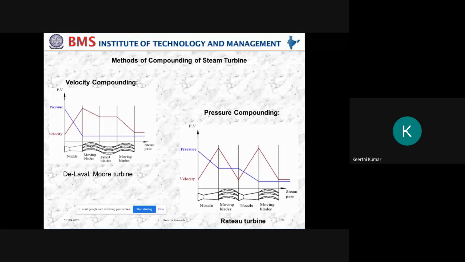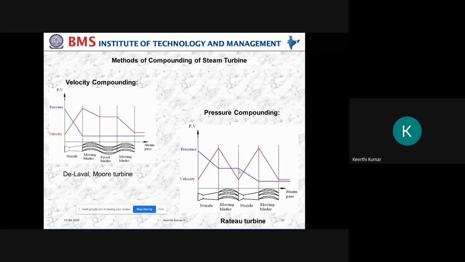In the moving blade, what is happening? You check out in the moving blade, in this region, what is happening? The velocity is reducing, pressure is constant. Here also, in the moving blade, pressure is constant, velocity is reduced. Correct? Then again, the steam will enter the nozzle. What is the function of the nozzle? The function of the nozzle is to increase the velocity. See, now the velocity is reduced, again it is increased, and the pressure is reduced. Again, in the moving blade, pressure remains constant, velocity reduces. Okay? Again, at the exit, we'll get low velocity and low pressure.